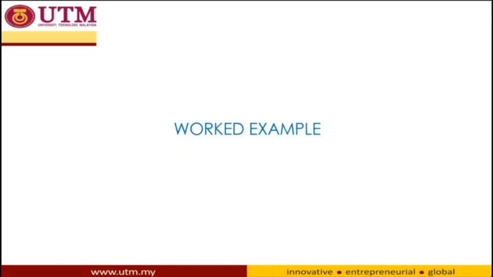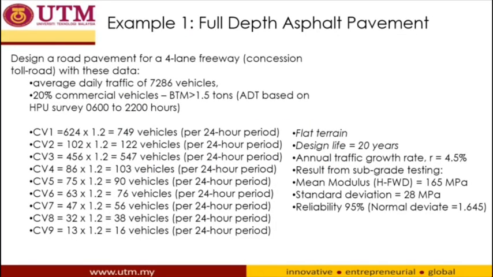Okay, let's have a look at the worked example. For my students, this example is provided in your notes. Okay, so here you are given a task to design a full depth asphalt pavement of a 4-lane freeway. So based on the HPU survey or axle load study, the result of ADT broken down into different commercial vehicles from CV1 to CV9 is given in the slide.